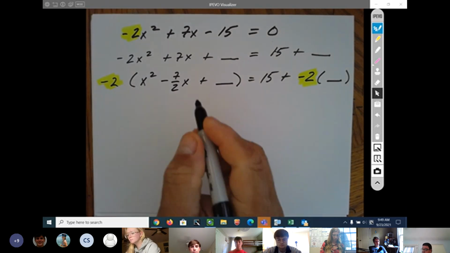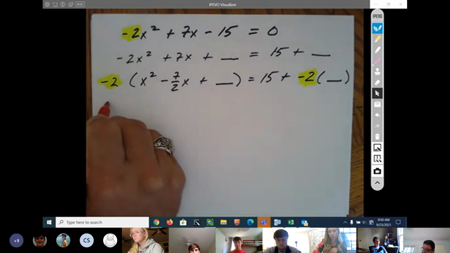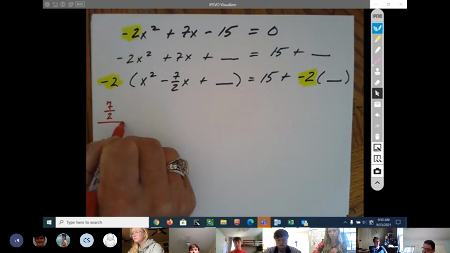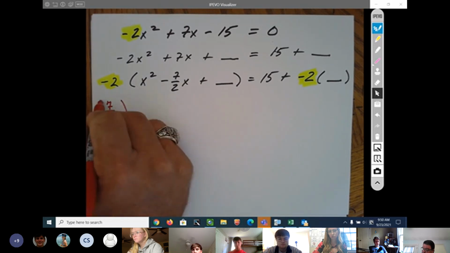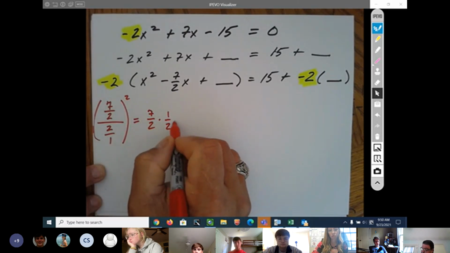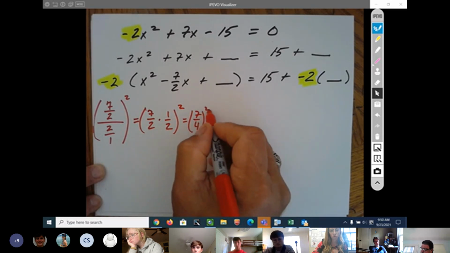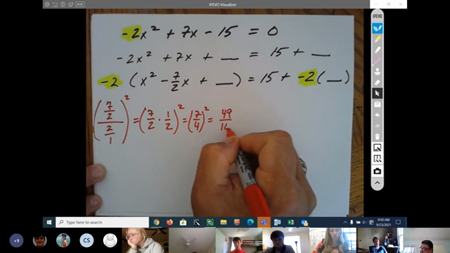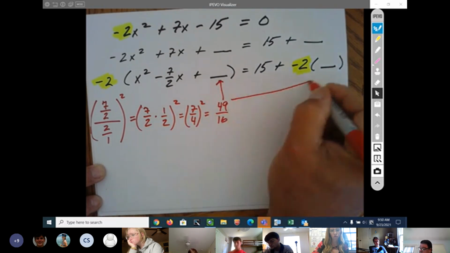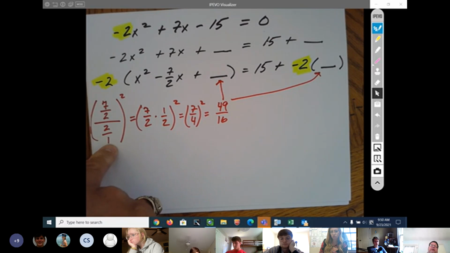All right. So I'm going to go right here. I'm going to do it in red because I like to do complete the square in red because this is where you do it. So 7/2 divided by 2/1 and square it. 7/2 multiplied by 1/2 and square it. 7/4 squared is 49/16. And I'm sorry, all of you should be able to do what I just did. But the problem is, guys, you don't want to do it in 4 steps. You want to do it in 1 step. And that's why you screw it up.